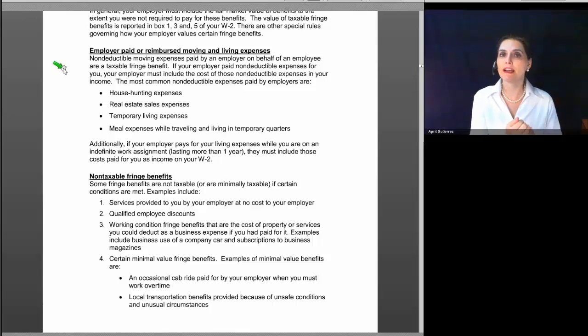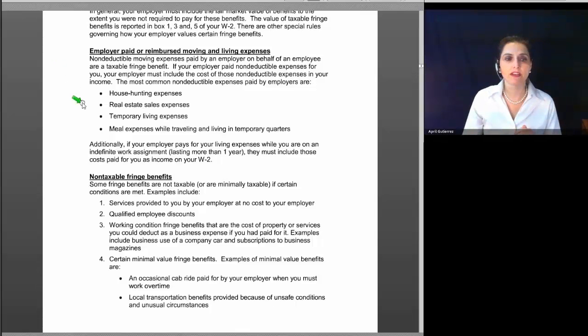But at the same time, they took away many of the most common expenses and said these are no longer deductible. Examples of the types of expenses that are no longer deductible include house hunting expenses, real estate sales expenses, temporary living expenses, and meal expenses while traveling and living in temporary quarters. None of those are allowed as moving expenses tax-free.